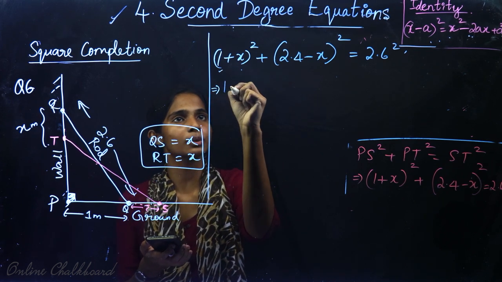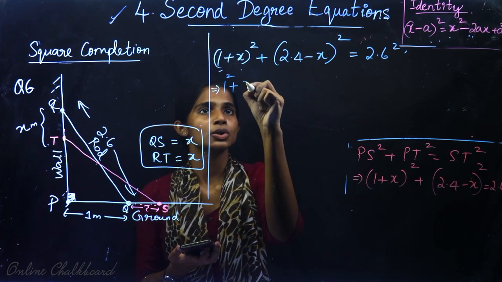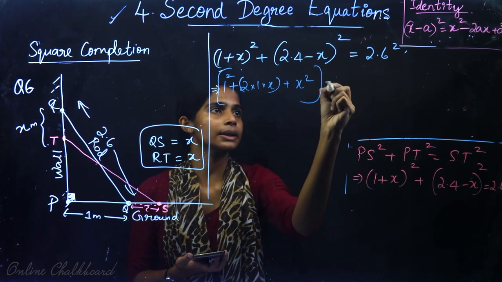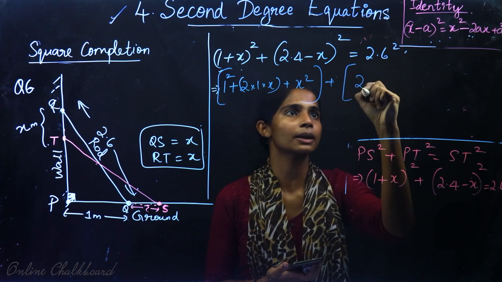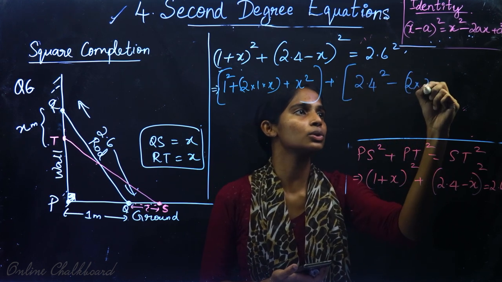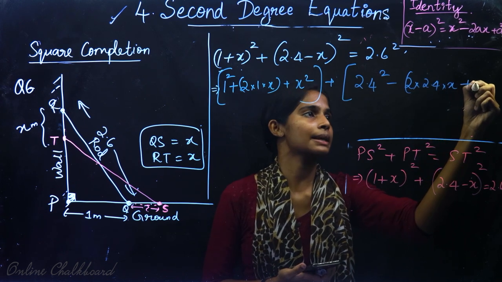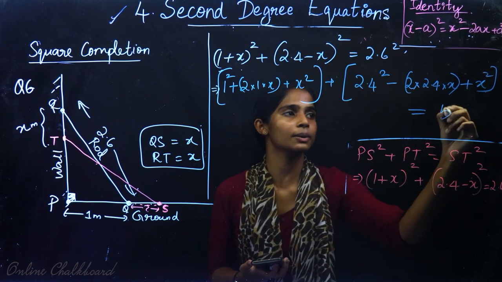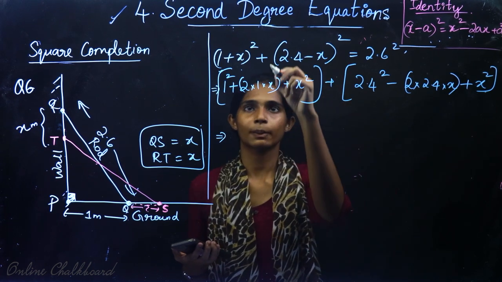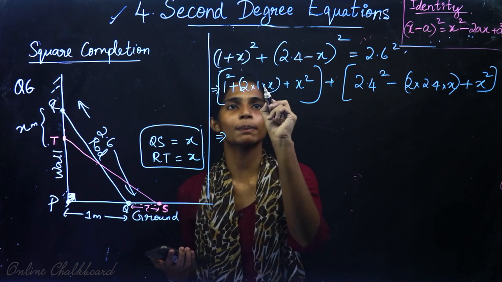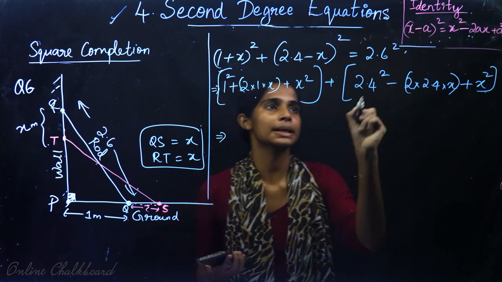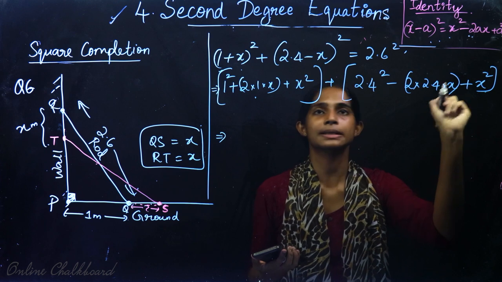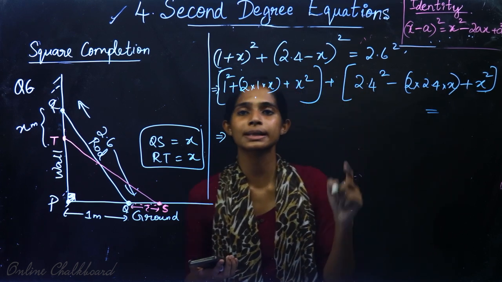So 1 plus x the whole square will be 1 square plus 2 into 1 into x plus x square. Add the term 2.4 minus x the whole square, that will be 2.4 square minus 2 into 2.4 into x plus x square. This is equal to 2.6 the whole square, which is 5.76. So when we open using the identity, we get 1 square plus 2 into 1 into x plus x square plus 2.4 square minus 2 into 2.4 into x plus x square, equal to 2.6 the whole square.